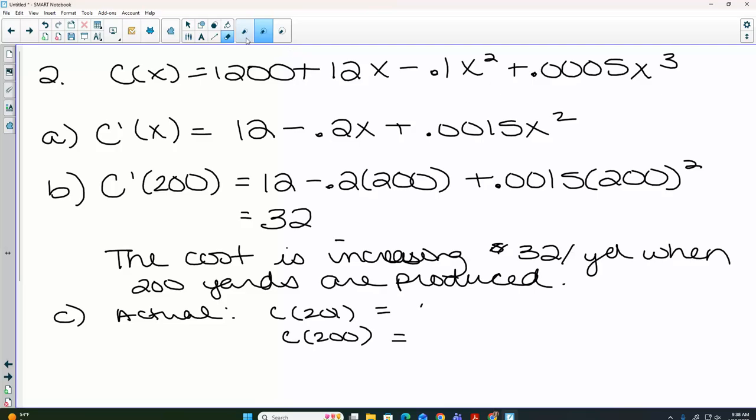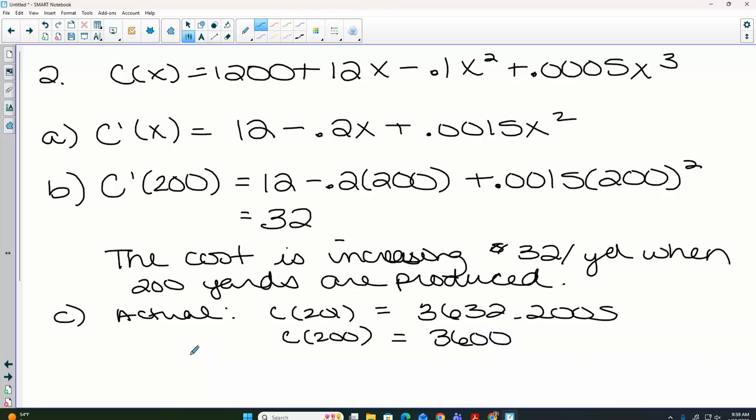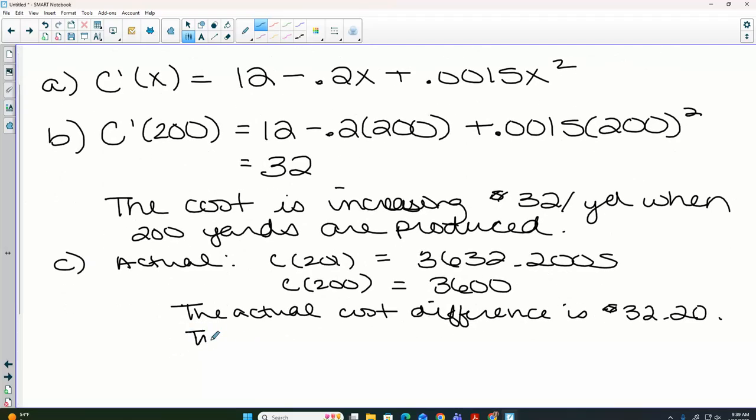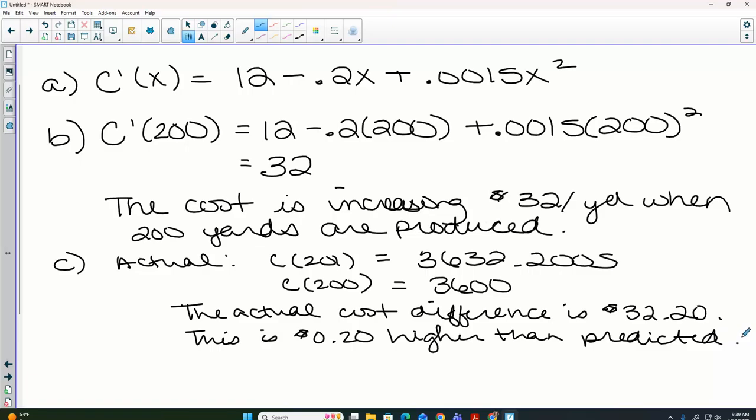Oh, here we go. So for 201 yards, the actual cost is $3,632.2005. For 200, it's $3,600. So if you actually subtract those, the actual cost difference is $32.20. Our prediction was $32. We can see we were off by 20 cents. Okay, so it asked for the actual cost difference and compare it, just 20 cents higher than our prediction.